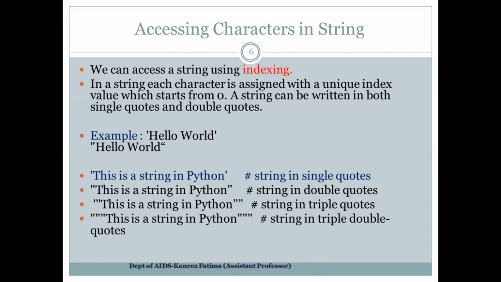We can access a string using indexing. Like other languages, the indexing of a Python string starts from 0. For example, the string hello is indexed by single letters. Consider the string hello, where str is initialized to hello, and we use print of str of 0. These are the four examples given here to print hello world: using single quotes, double quotes, triple quotes, and strings in triple double quotes.